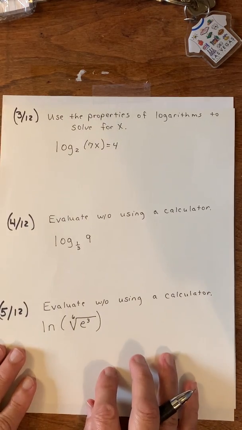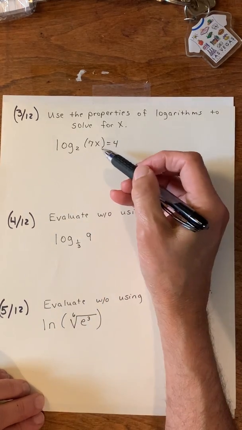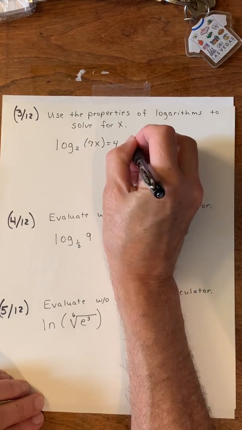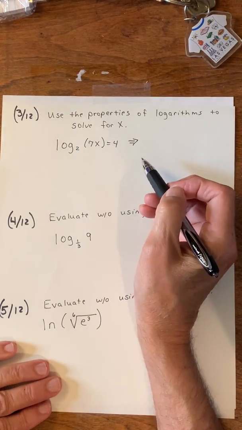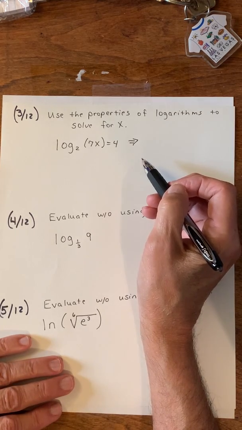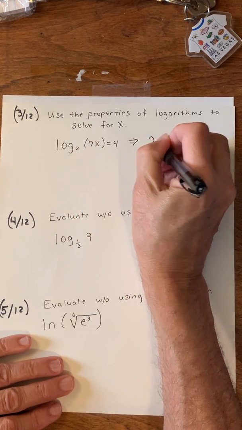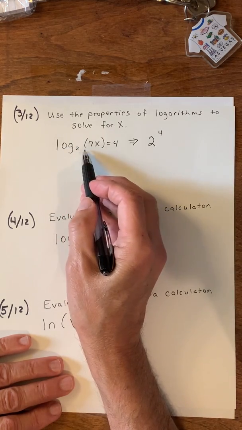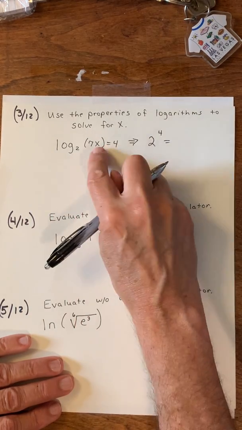All right, let's try some more. It says, use the property of logarithms to solve for x. Well, this is obviously a logarithmic equation that I can translate to exponential form. This is kind of confusing, but it's very solvable once I realize that I can express it in exponential form. 2 to the fourth. Refer back to your example of how to change a logarithmic equation into an exponential one. 2 to the fourth equals 7x.